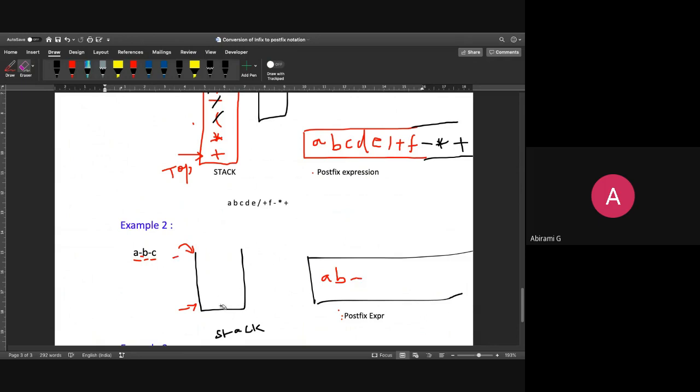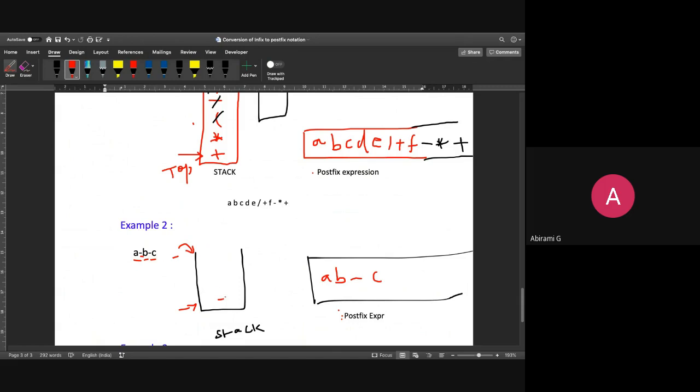Now again we need to check, there is no operator in the stack, so we can place the second minus. Then what is the next symbol? The next input symbol is C. I have to place C in the postfix expression. Then we have read the entire string.